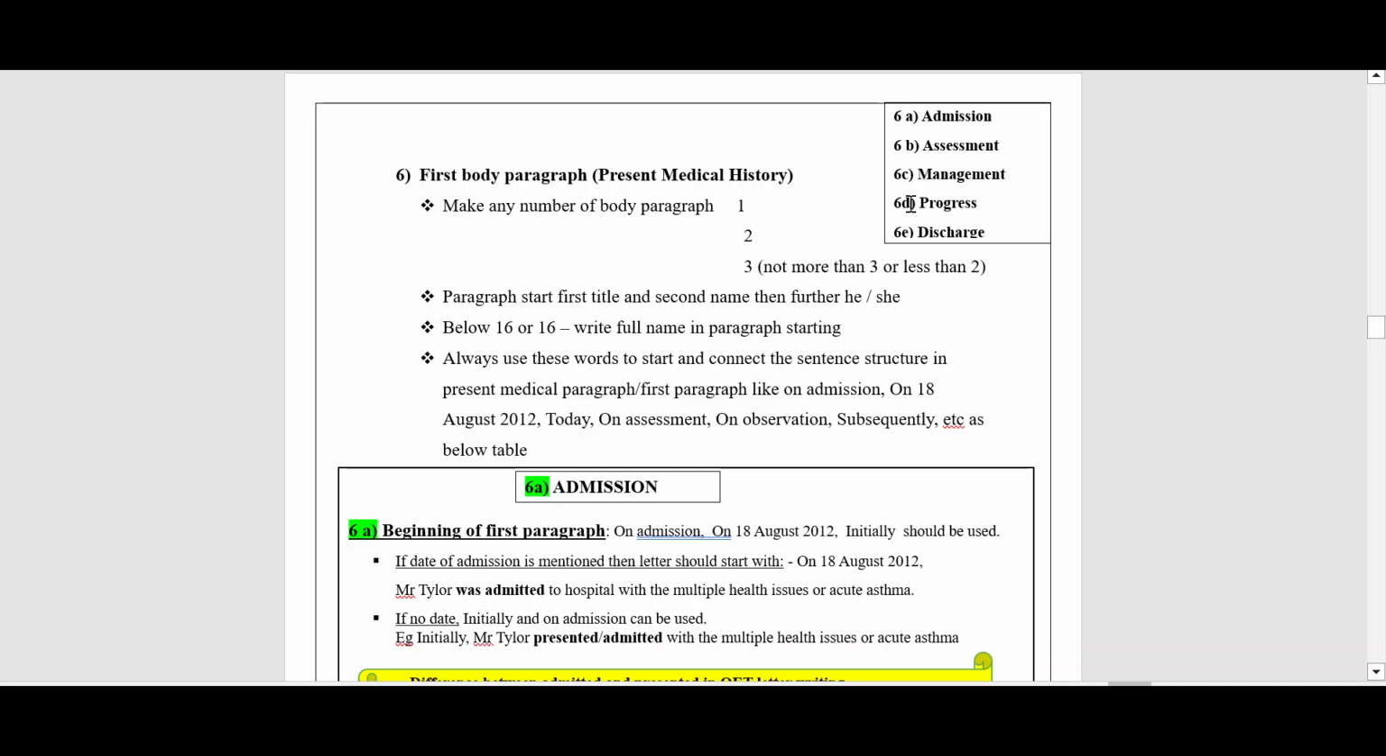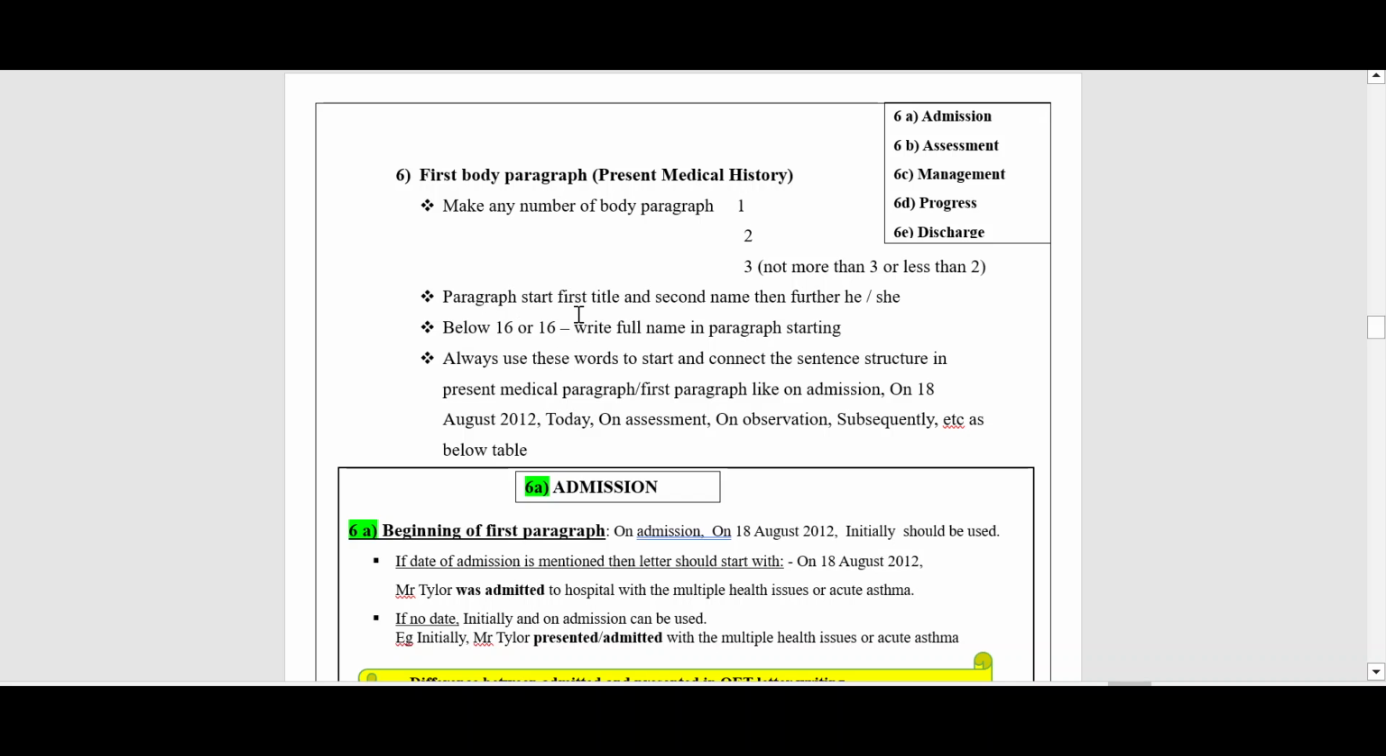And second is progress: how much your patient improved with the management, or is he recovering or has he not improved. And discharge, when is the discharge. I will explain in detail in the coming videos, but these are the things you need to keep in mind. Anyway, I will teach you how to tackle these subdivisions of the first body paragraph.